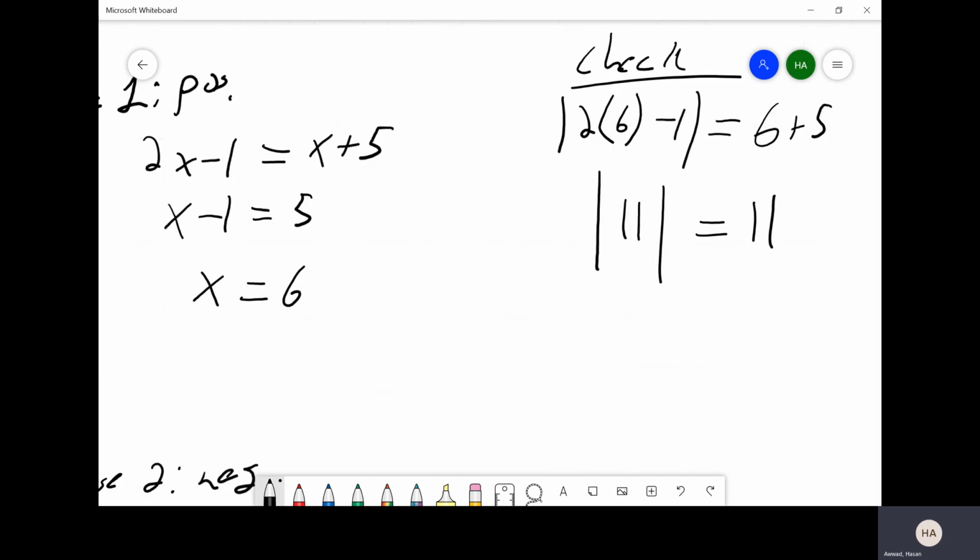And we know that absolute value of a positive number just returns that same positive number. So we get 11 is equal to 11. Hooray, 6 works, right? So that one's done.